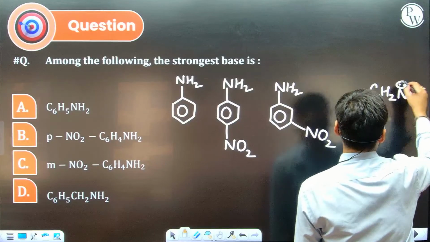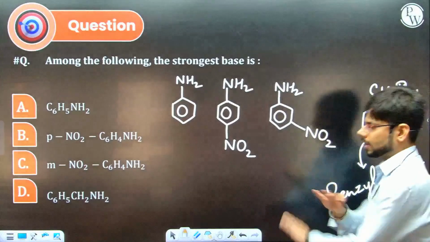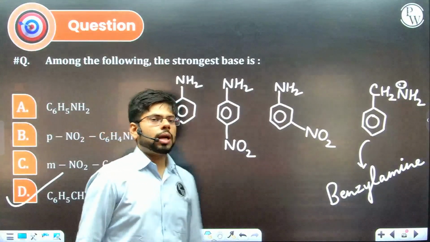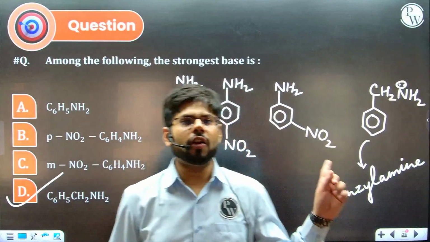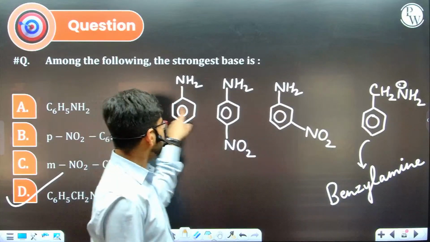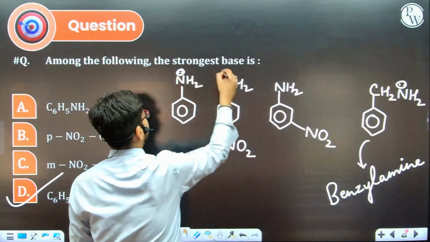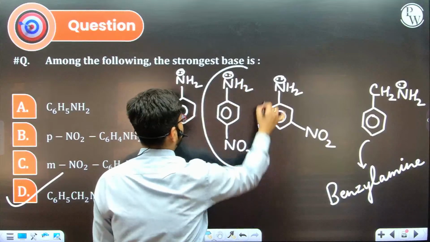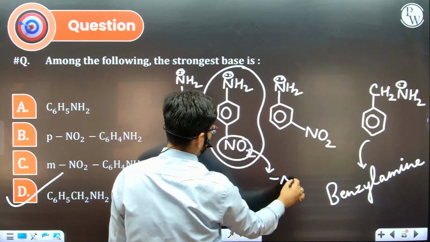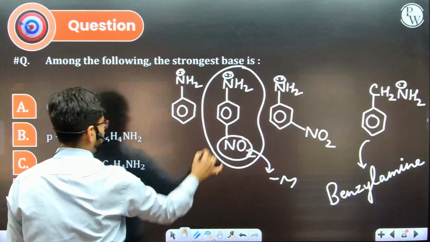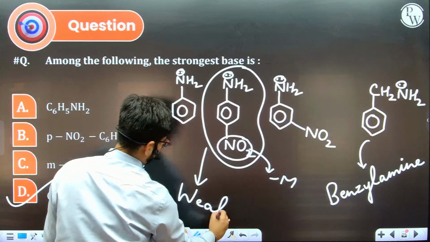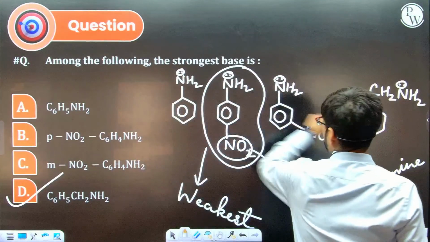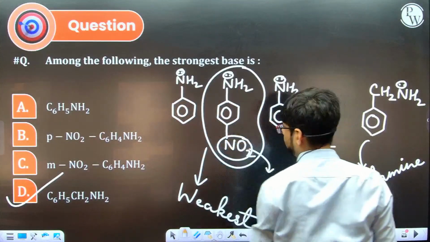If you look at this compound, in this compound, the lone pair of nitrogen atom is not involved in resonance at all. And hence, D is the correct answer. We know that when the lone pair of nitrogen atom is not involved in resonance, basic strength is very high. In each of these, the lone pair is involved in resonance with the aromatic ring. This will be the weakest base because even NO2 shows minus M. So this is the weakest base out of these four. So the strongest base is this, then the second strongest is this, and this is the weakest.